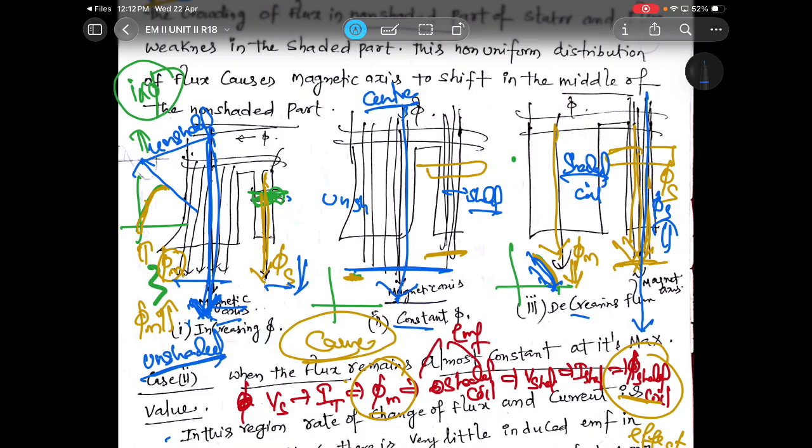You can see one of the previous competitive exam questions in Genco and Transco. What is the nature of the magnetic axis in the shaded pole coil? Is it shifting? The options are: shifting from shaded coil to unshaded portion, or from unshaded portion to shaded portion, both, or none of the above. What is the answer? Unshaded portion to the shaded. I hope now you are remembering the question. So the magnetic axis is shifting from the unshaded portion to the shaded portion.